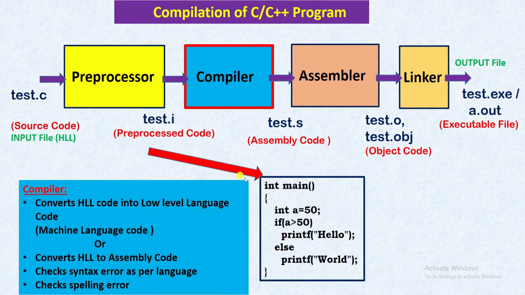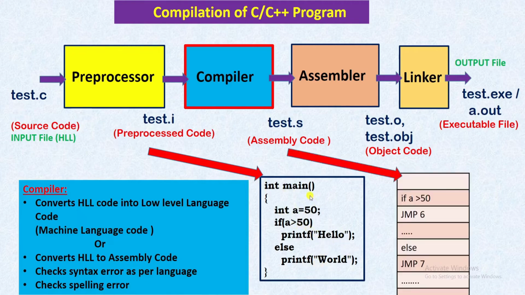Till now we have seen, let's say we have this program: a equal to 50, and if a is greater than 50, then print hello, otherwise print world. So you get some assembly code, which is something like this. We have many jump statements. We do not have this if and else in the test.s file, but I have just written it for understanding. This type of code, which has the various mnemonics like add, subtract, move, jump, is actually called assembly code. This is the low level language code which is dependent on the CPU on which we are compiling our program. Now let's move to the assembler.